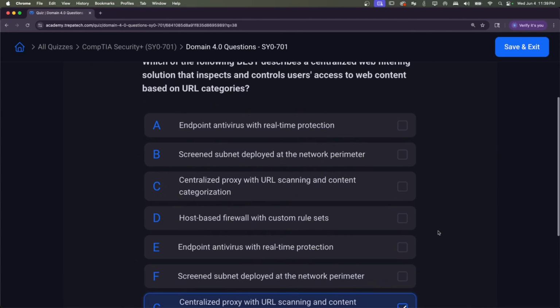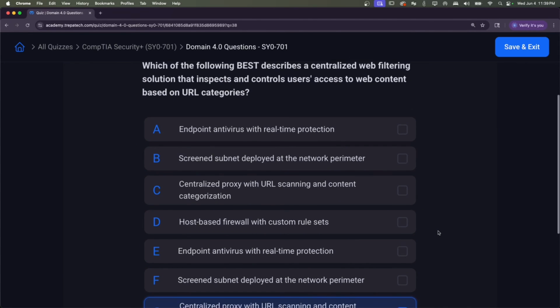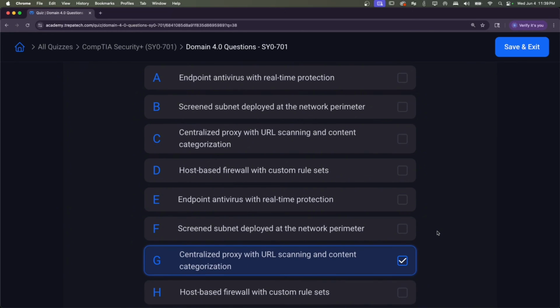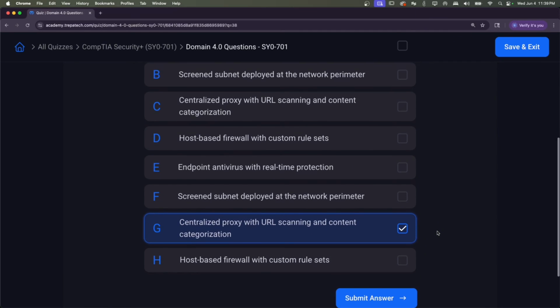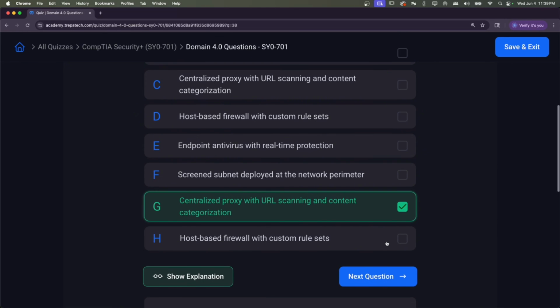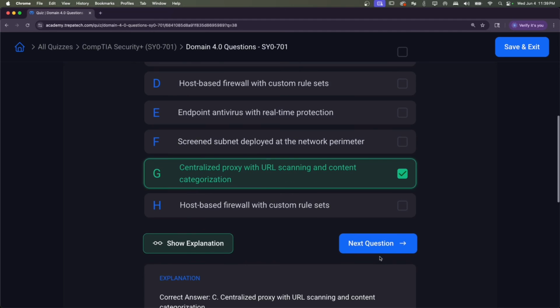But yes, that's going to be a centralized web filtering solution. So that's going to be a proxy. One of the things an inside proxy can do is deep inspection: break down that TLS session, your HTTPS session, inspect it, rebuild that session for you and send you out your way. It can also do network address translation, and we can set up our inside, our forward proxies, I guess you would call them, with filtering as well. So that's going to be a centralized proxy with URL scanning and content categorization.